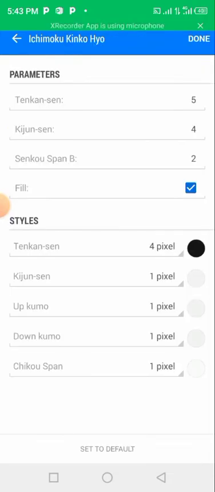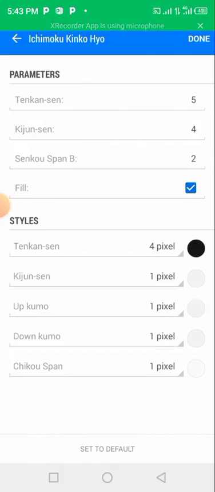And on Ichimoku, we have the Tenkan-sen 5, Kijun-sen is 4, Senkou Span B is 2, and you see this place, you tick it. Okay guys, you tick it. And on the styles here, you have Tenkan-sen 4 pixel. I'm using black. Please, if the color of your background is white, make sure you use black.